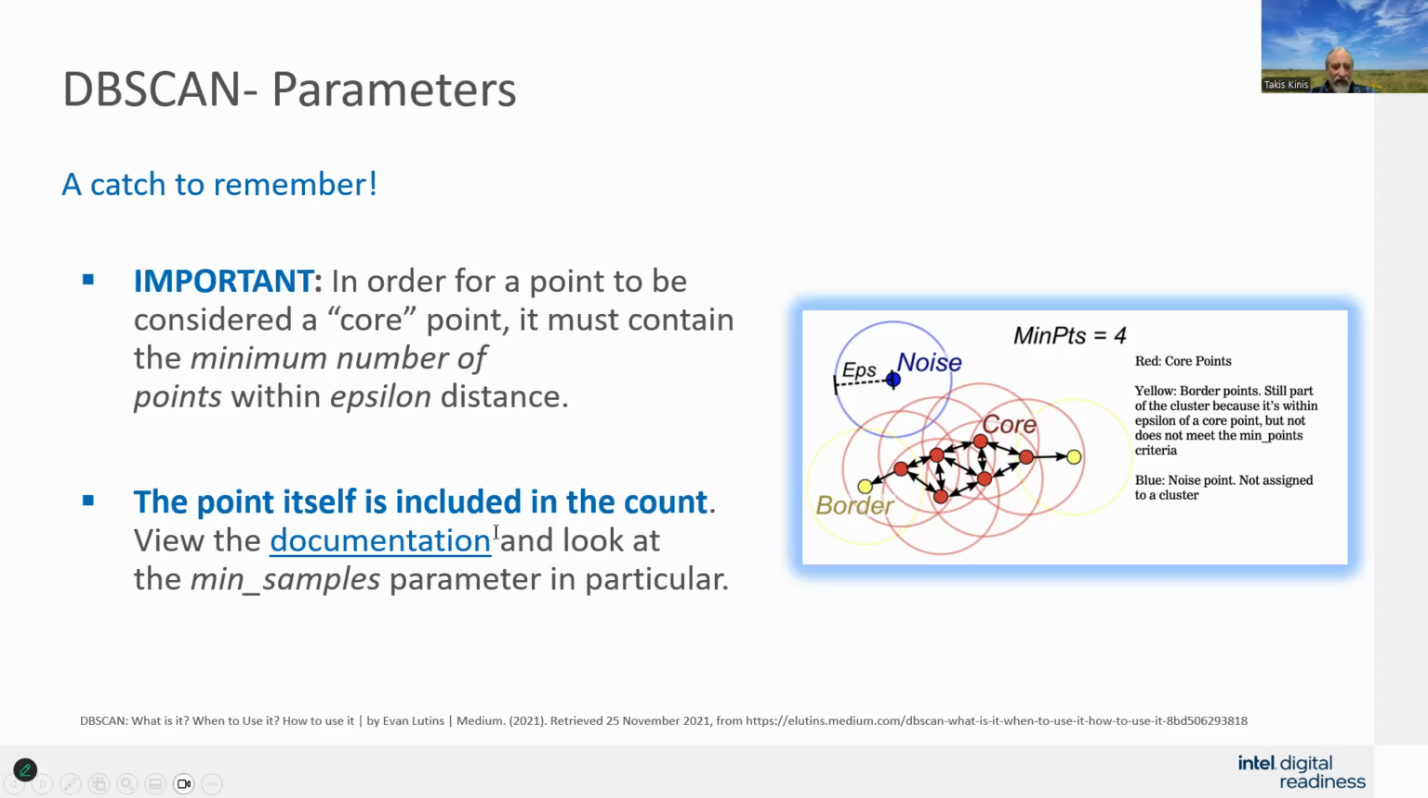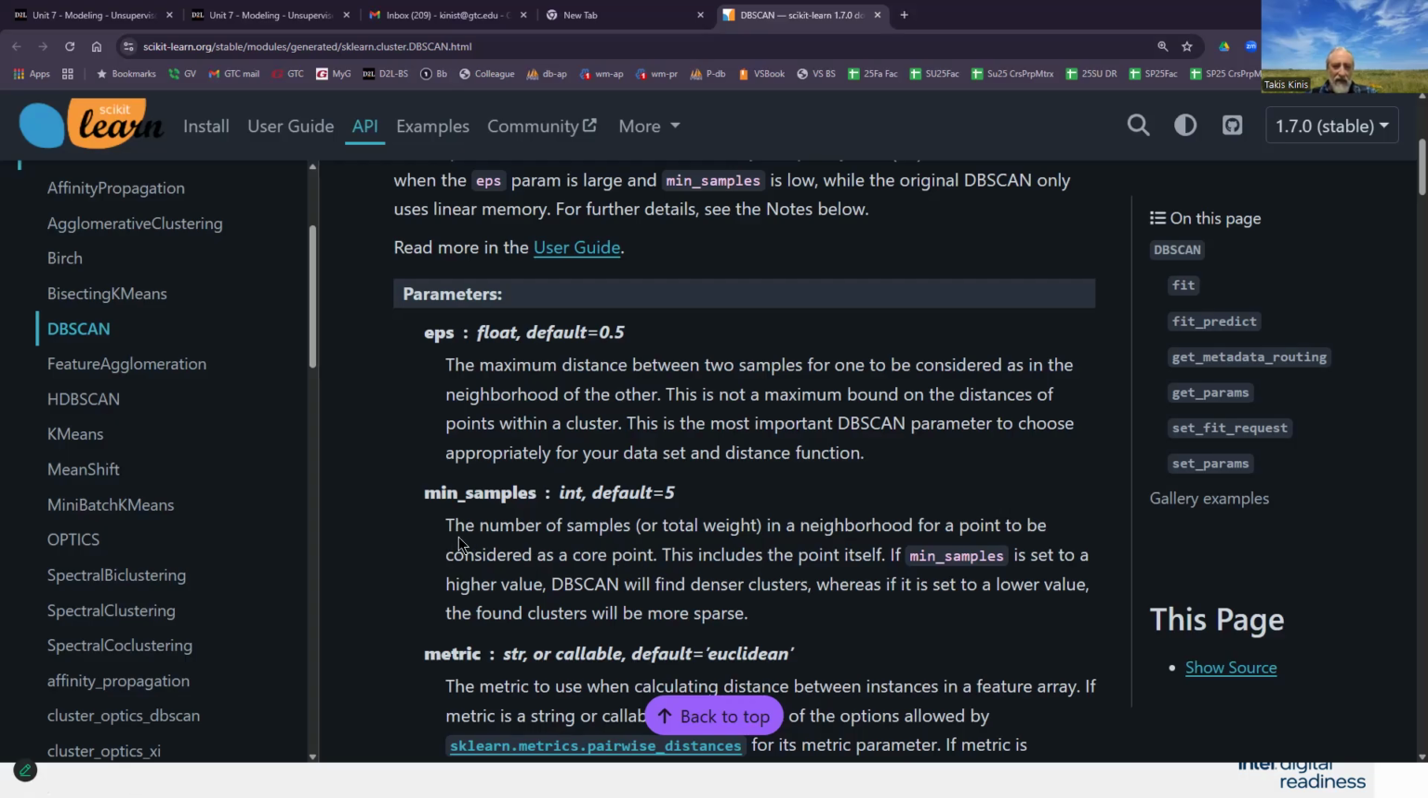Let's just go back there for a second. And it says the number, and I want you to notice here that the default is 5, by the way. The number of samples or total weight in a neighborhood for a point to be considered as a core point. This includes the point itself, right? So we talked about that.